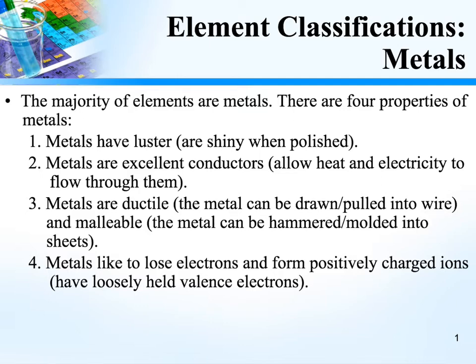So metals tend to have loosely held valence electrons, and if they're held loose, then it's easy for another element to come and snatch one from it, to grab one. So luster, excellent conductors, they're ductile, and they like to lose electrons and form positively charged ions. Those are the 4 properties that you're going to need to know for your test.